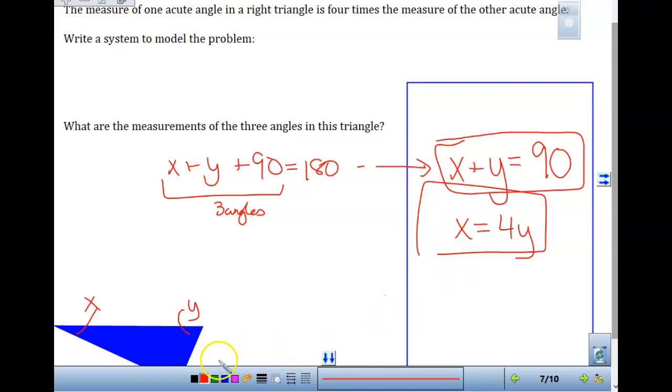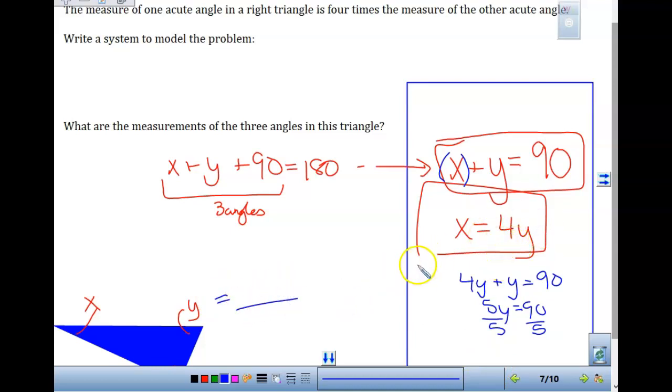And again, if I was solving this, I am going to replace the X with 4Y. 4Y plus Y equals 90. 5Y equals 90. I'm going to divide on both sides by 5, and I get one of my angles. Okay? I get the Y. Then I'm going to take it times 4 to get the other angle. Okay? So you can finish solving these if you like. My key thing is writing the equations. We have one more that we need to take a look at.